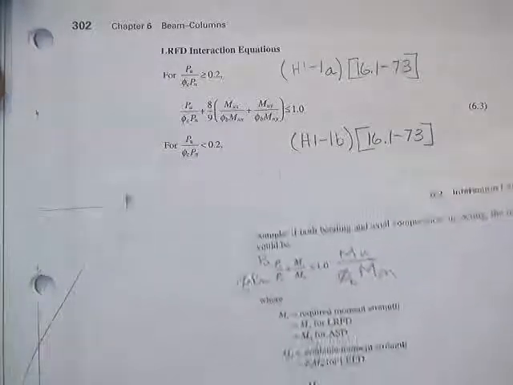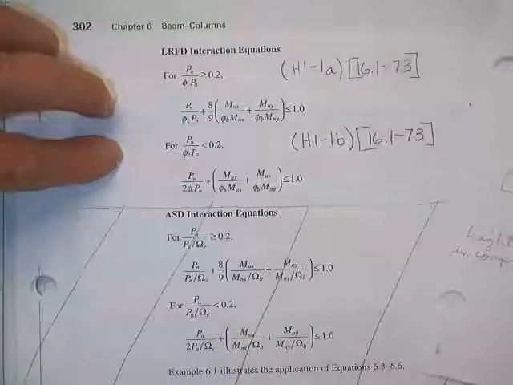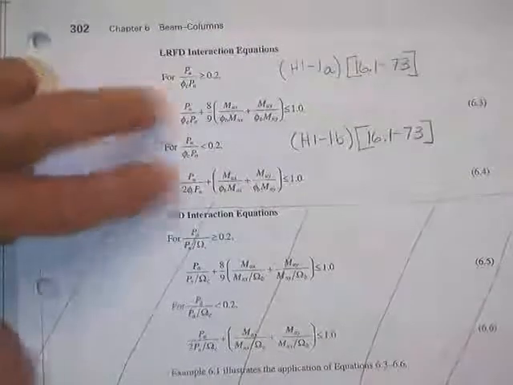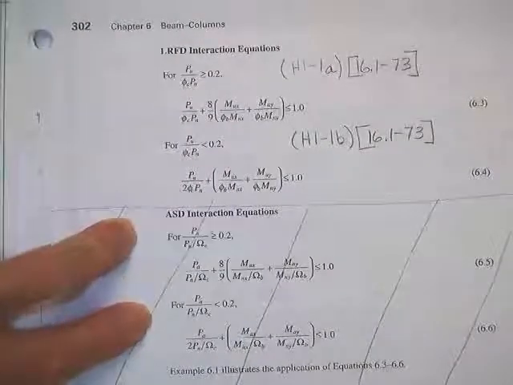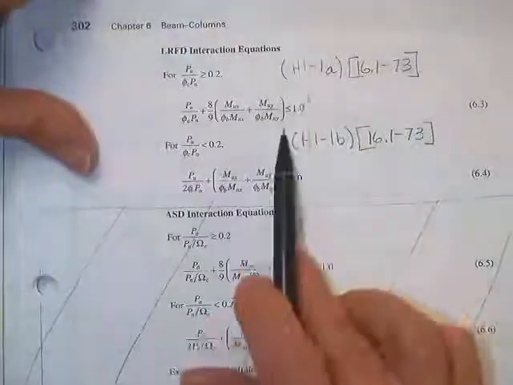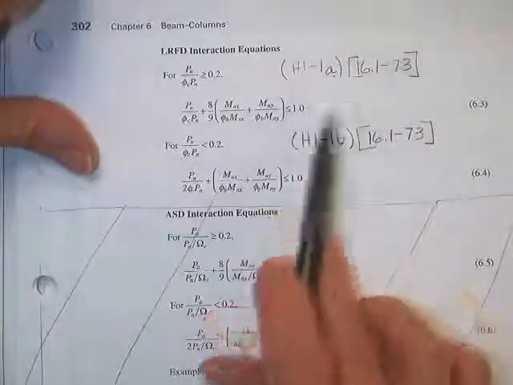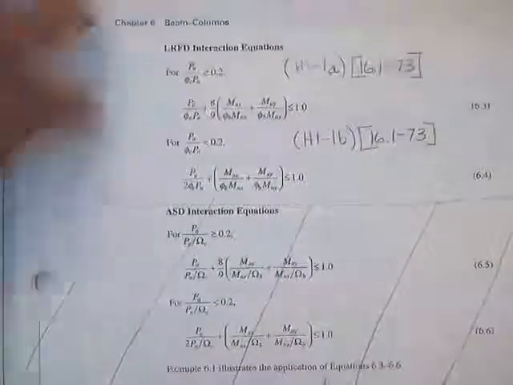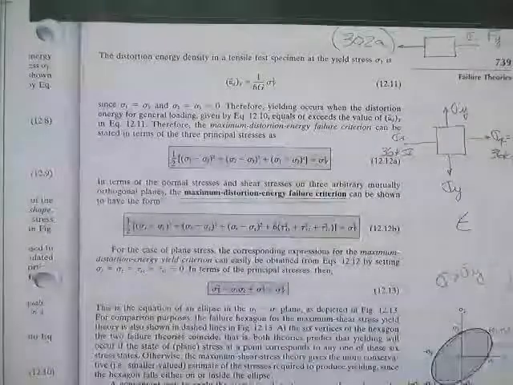I got that twice. 1302. How come he's got it twice? I have no idea. Oh, that's right. He lists it for you and me, then he lists it for those people. These equations are on page 16.173. They're equations H1-1a and H1-1b. So, an example. Okay, not going to do that example?